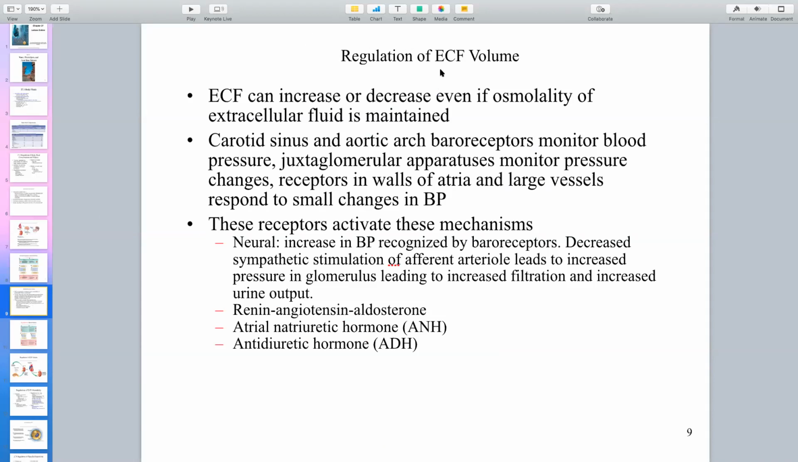Right, ECF, extracellular fluid volume. ECF can increase or decrease even if osmolarity of extracellular fluid is maintained. Basically it's telling us that we can adjust the amount of fluid in the extracellular fluid space, even though we might have the same osmolarity. Carotid sinus and aortic arch baroreceptors monitor blood pressure. Juxtaglomerular apparatuses in the kidneys monitor pressure change. Receptors in the walls of atria and large vessels can respond to small changes in blood pressure.